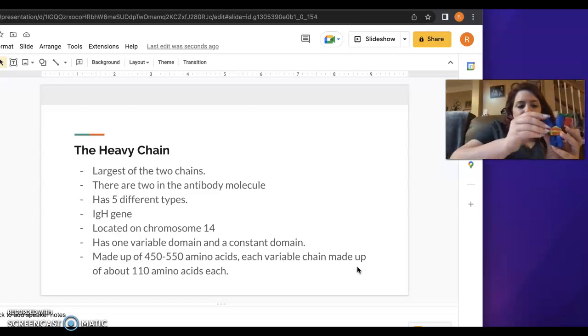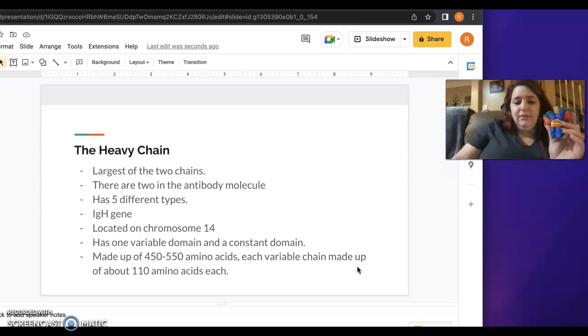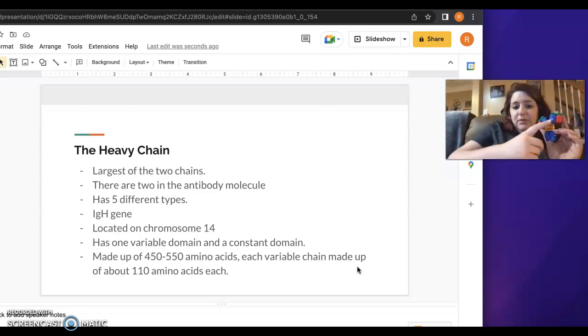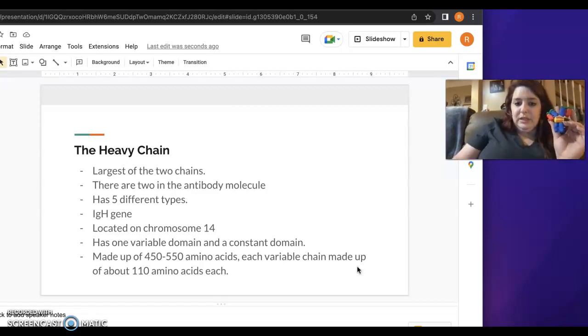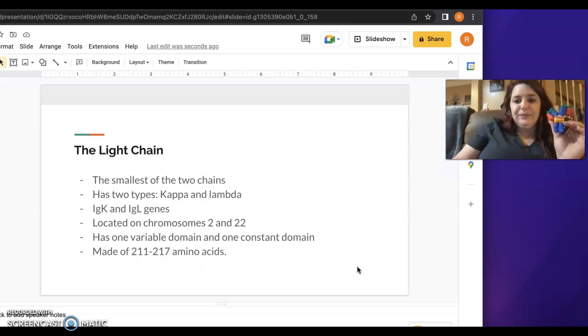So starting with the heavy chain, this is the largest of the two chains, signified by the blue clay right here. There's two on the antibody molecule. There are 5 different types of heavy chains. It's classified as the IgH gene and is located on chromosome 14. It has 1 variable domain and 1 constant domain. Total amino acids it's made up of is about 450 to 550, but each variable chain is made up of about 110 amino acids each.